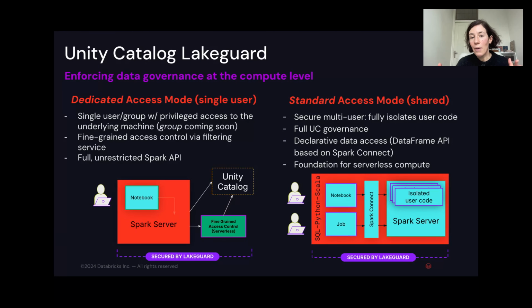So that's our standard access mode, where you now can run fully isolated Spark workloads in Scala, in Python, in SQL. The API surface area is based on Spark Connect, which is the data frame API or dataset API for Scala. And this is also the foundation for our serverless compute. So you can basically share compute with full fine-grained access control without any additional cost.